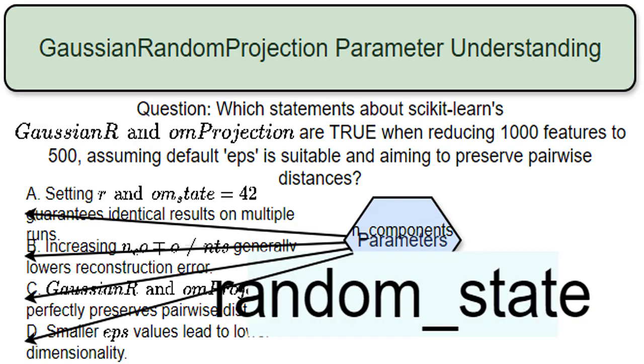This is a seed value for random number generation. Think of it as a starting point for your random process. Setting it to a specific value, like 42, ensures that every time you run the algorithm with the same settings, you get the exact same results. It's great for reproducibility and debugging. It's like having a recipe for your random numbers.